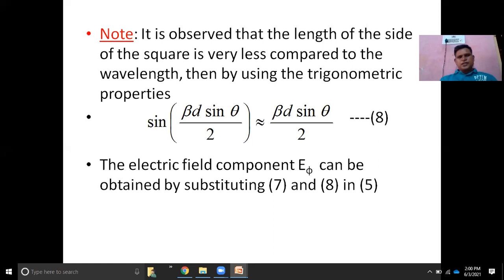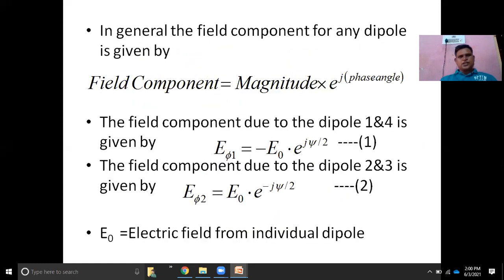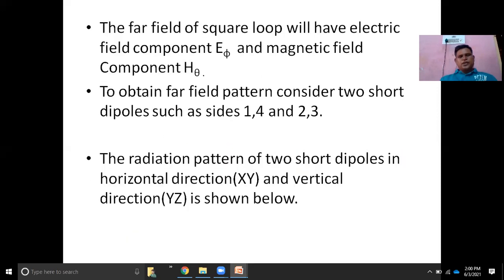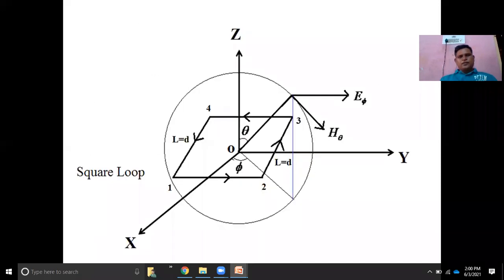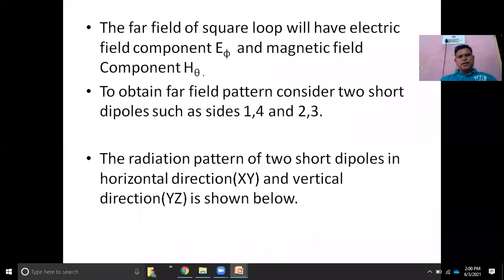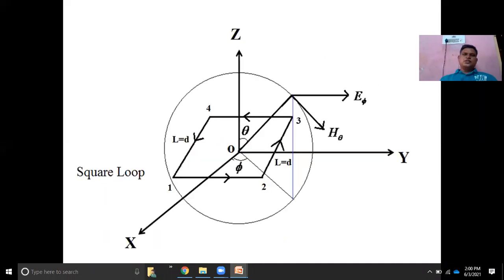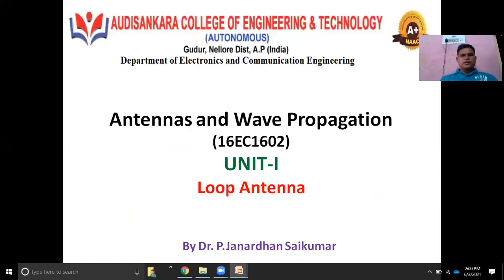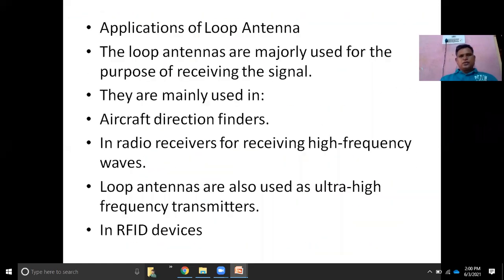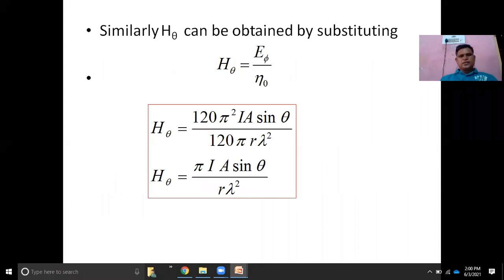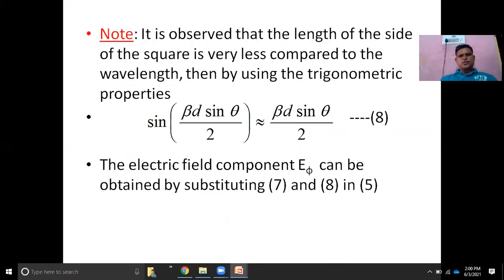Here also it is a very simple derivation. Few assumptions are there, you have to understand those assumptions, then you can easily calculate the electric field intensity and magnetic field intensity. Dear students, have any doubt here? If you don't have any doubt, I will proceed further to calculate the radiation resistance of this loop antenna. Please try to note down all these procedures in your notebooks. If you do not understand anything, please bring it to my notice. I will clarify the doubts in our next class.